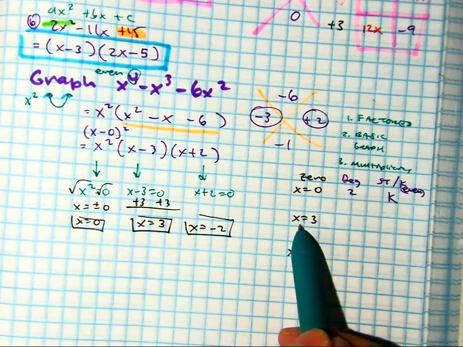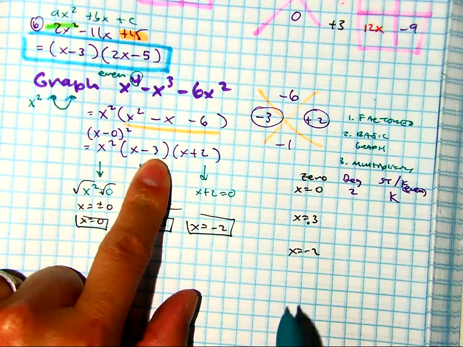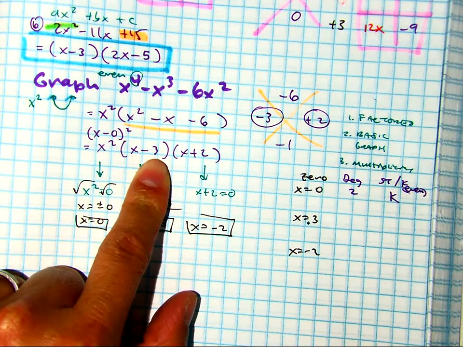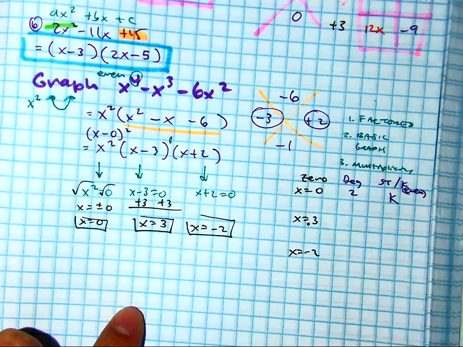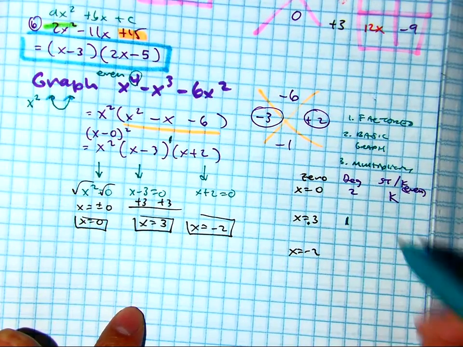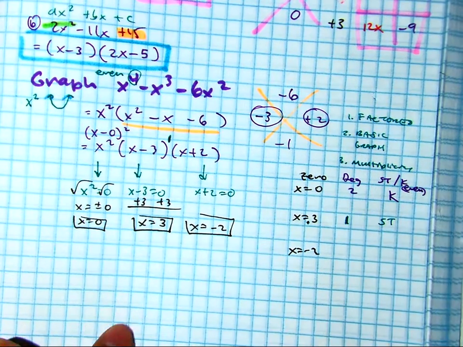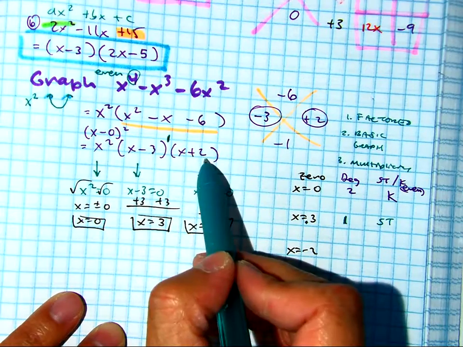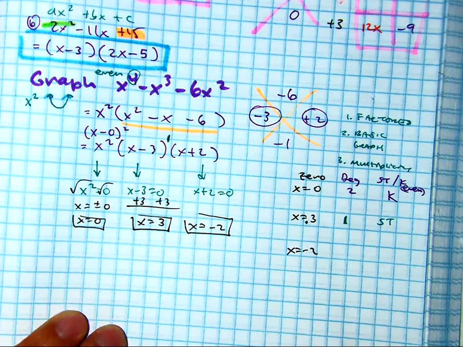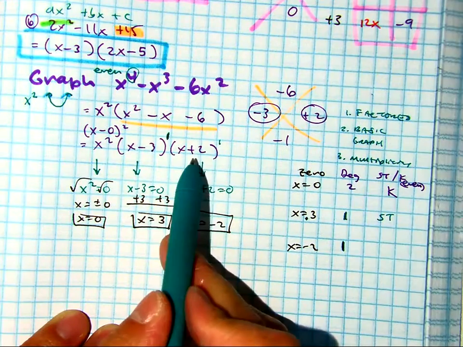What's its degree for x equals 3? What's its exponent? 1. So its degree is 1. Is that going to be a shoot or a kiss? It's a shoot through because this is an odd. And last one, x equals -2. What's its degree or multiplicity? 1. And 1 is a shoot through.